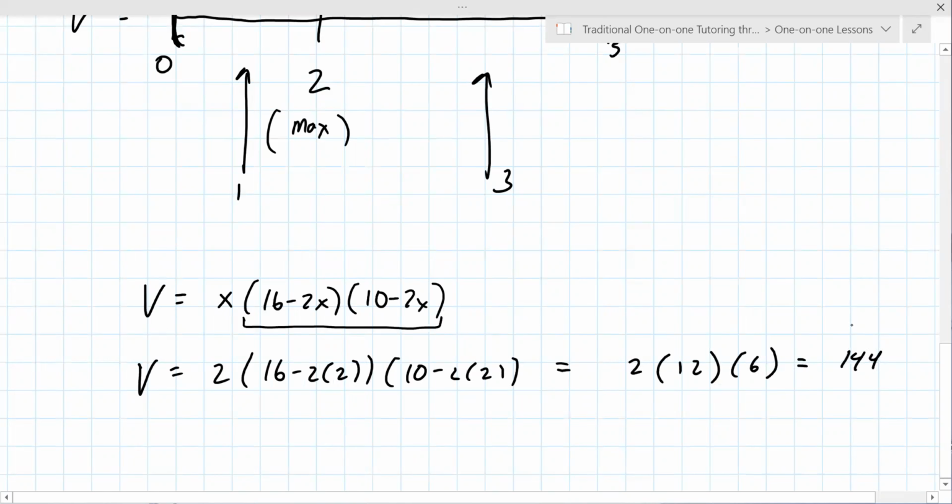Now your instructor is probably going to expect proper units in this one, and maybe even a sentence. So just the right units basically. So this is 144 inches cubed. Volume is always cubed.